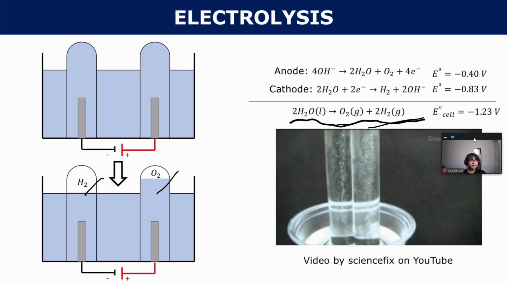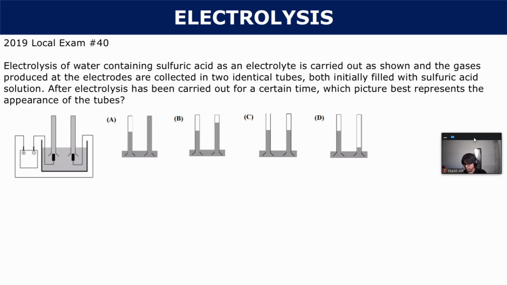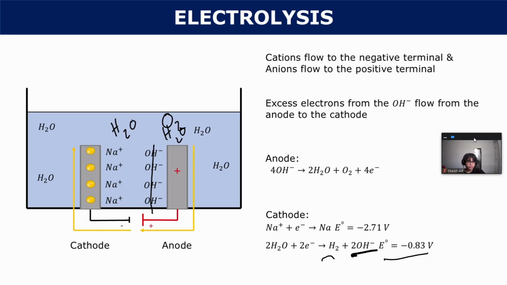Okay, let's do a bit of practice from the test. So electrolysis of water containing sulfuric acid as an electrolyte is carried out. By the way, the electrolyte that we used in our experiment was NaOH. But usually you can use a bunch of other electrolytes. You just need electrons to be able to flow from the anode to the cathode. Or sorry, from the cathode to the anode. You just need the circuit to be closed.